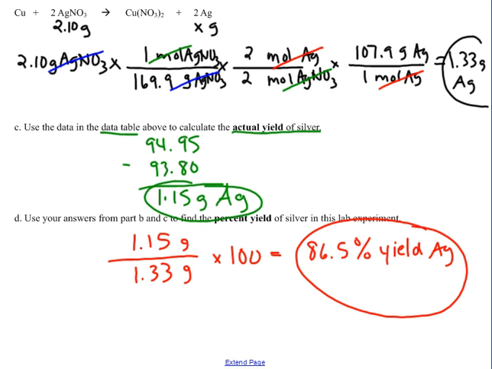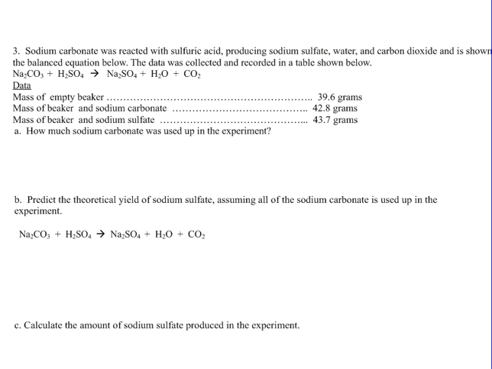All right, there's one more problem for you to try. It's a slightly different experiment. This is the last page of your percent yield handout. So you have sodium carbonate reacting with sulfuric acid, producing sodium sulfate, water, and carbon dioxide, and is shown in the balanced equation below. The data was collected and recorded in the data shown below.